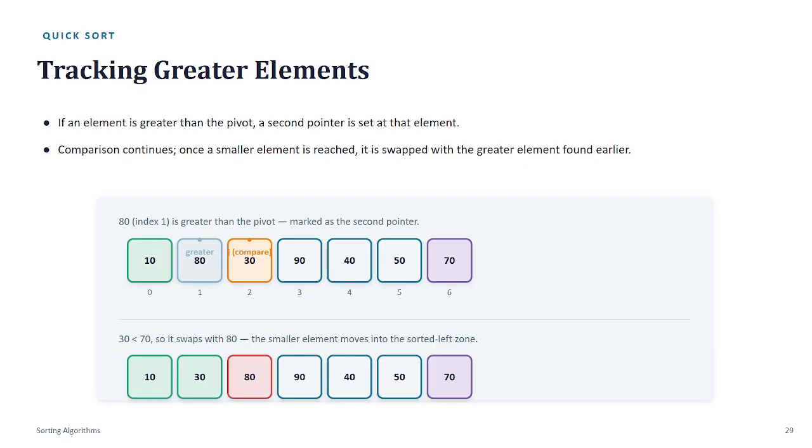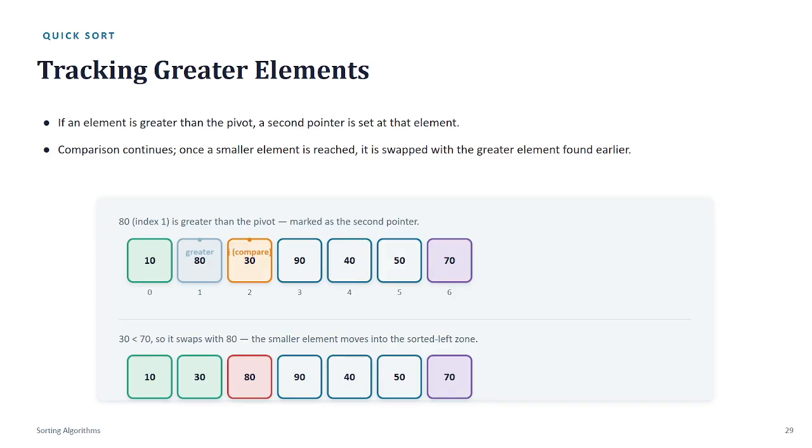Next is about tracking the elements. We continue the process, with the same comparison and swapping, until every element has been checked. At this point, all smaller values are on one side and the larger values on the other side. This was mentioned in this slide. Here the last element is compared with the other elements, and the pivot is stored in the last position.